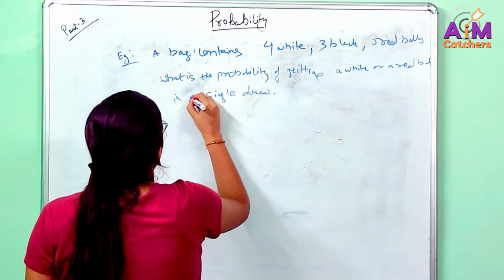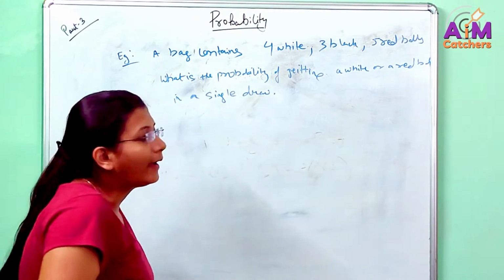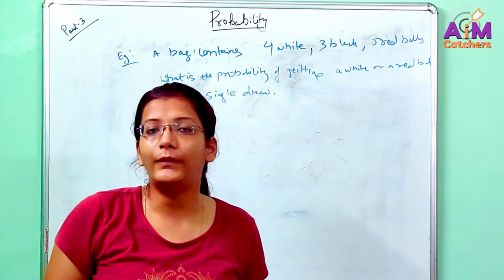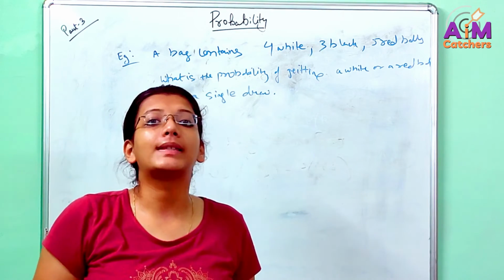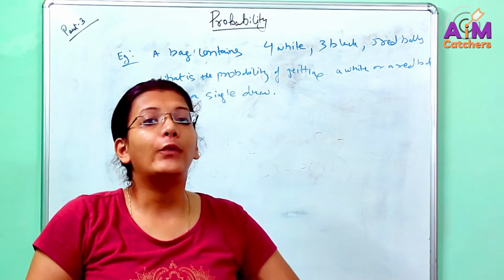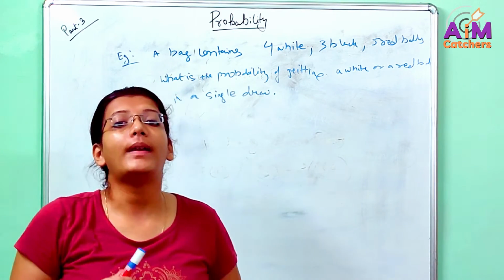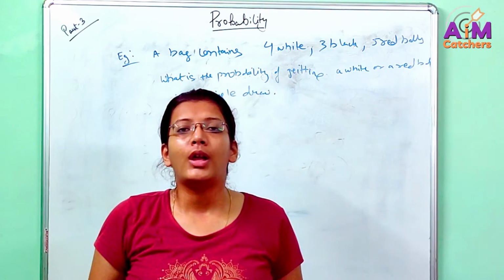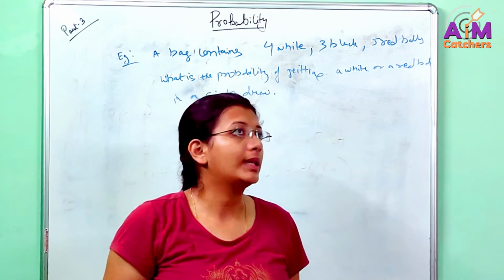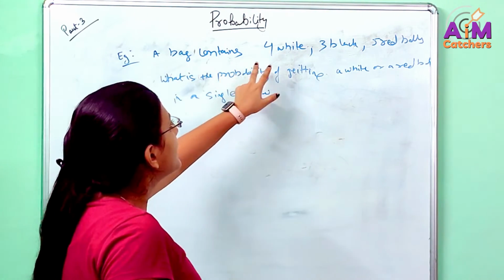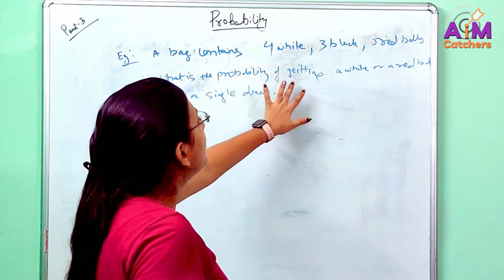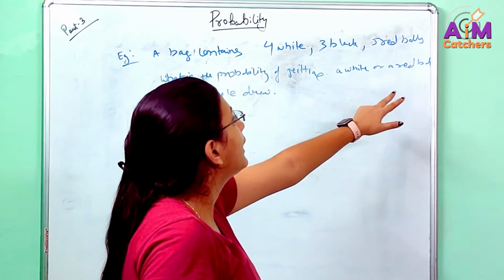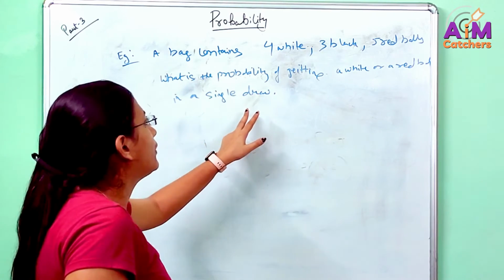See, in the exam you have to read the question very carefully, understand it and find out on your own whether it is mutually exclusive or not. It won't be mentioned in the question whether it is mutually exclusive or not. You have to understand it very carefully. A bag contains 4 white, 3 black and 5 red balls. What is the probability of getting a white or a red ball in a single draw?